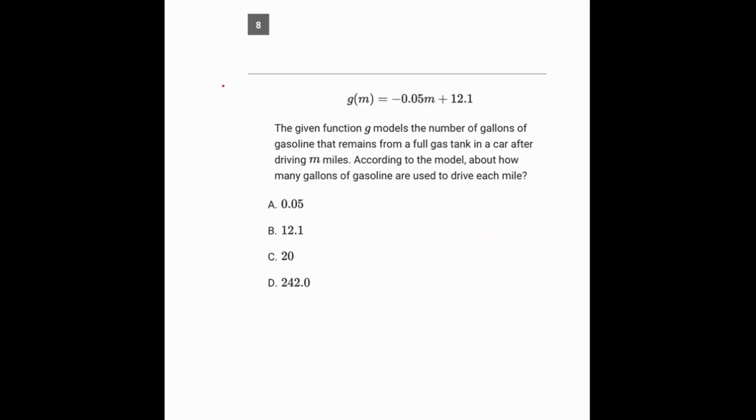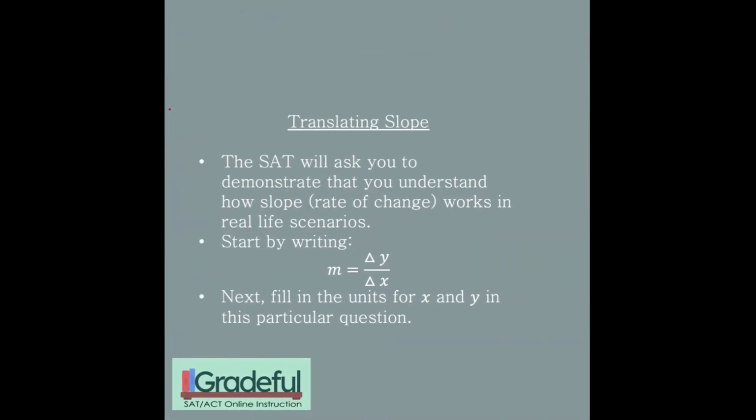Going on to question 8 now. Here we have a function discussing the number of gallons of gasoline after driving a certain number of miles. Then we're being asked around how many gallons of gasoline are used to drive each mile. And that should sound like a slope question, because slope is the amount of change in this for every change in that. For here, it sounds like it's the gallons of gas for the number of miles. But still, we can't be sure unless we use this method, which we call translating slope.